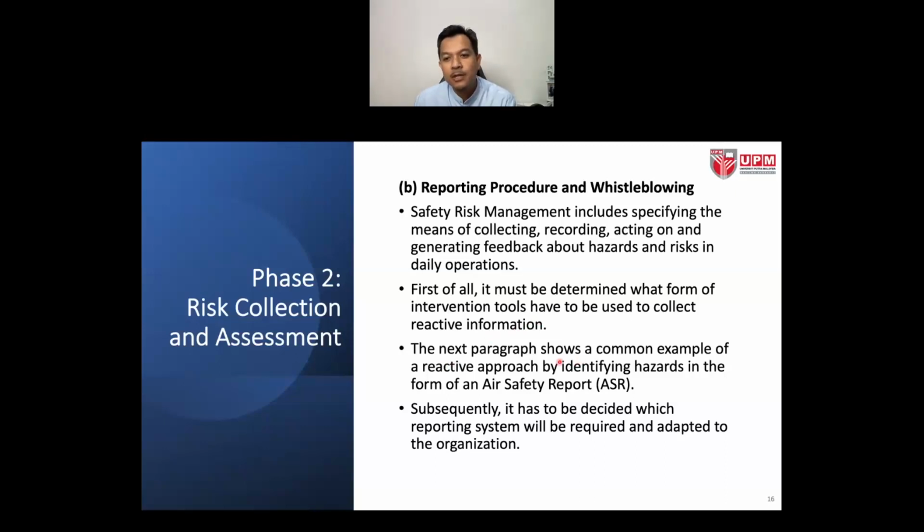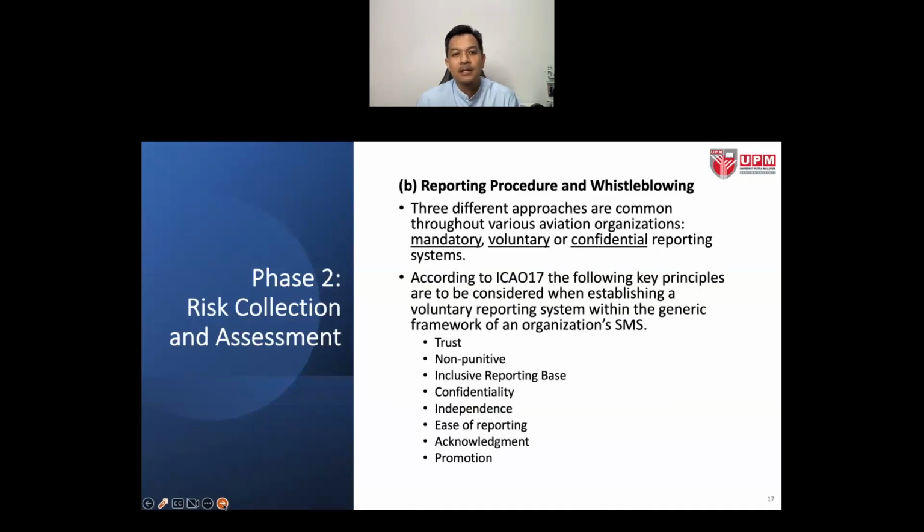The next paragraph shows a common example of a reactive approach by identifying hazards in the form of an air safety report. Subsequently, it has to be decided which reporting system will be required and adapted to the organization. So there are 3 different approaches which are common throughout various aviation organizations. And normally, they are called the mandatory reporting system, voluntary, as well as confidential reporting system.